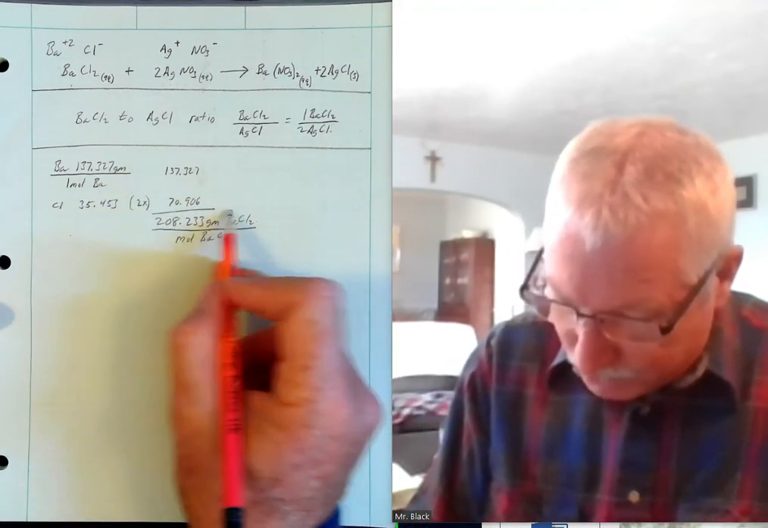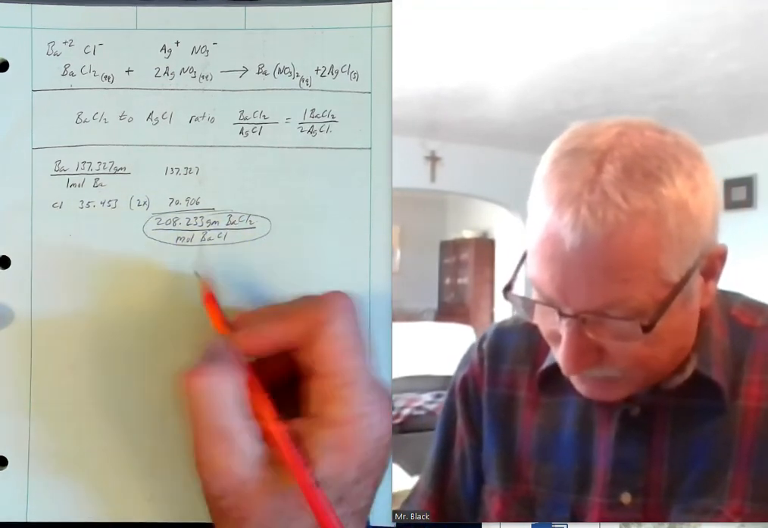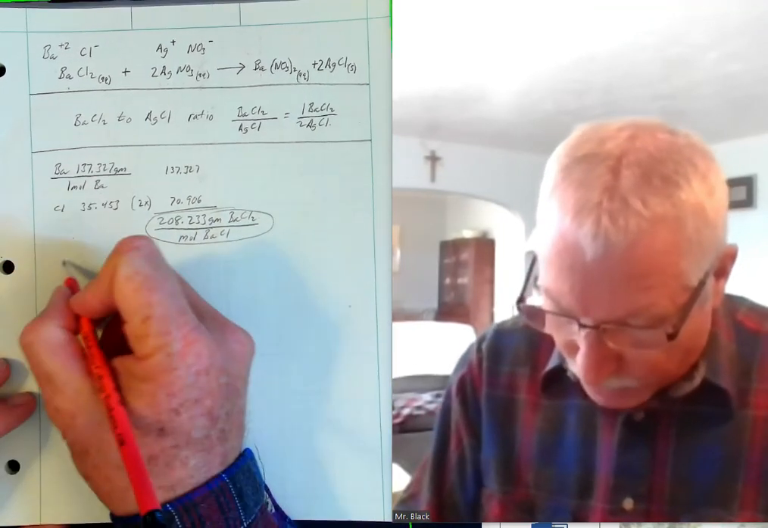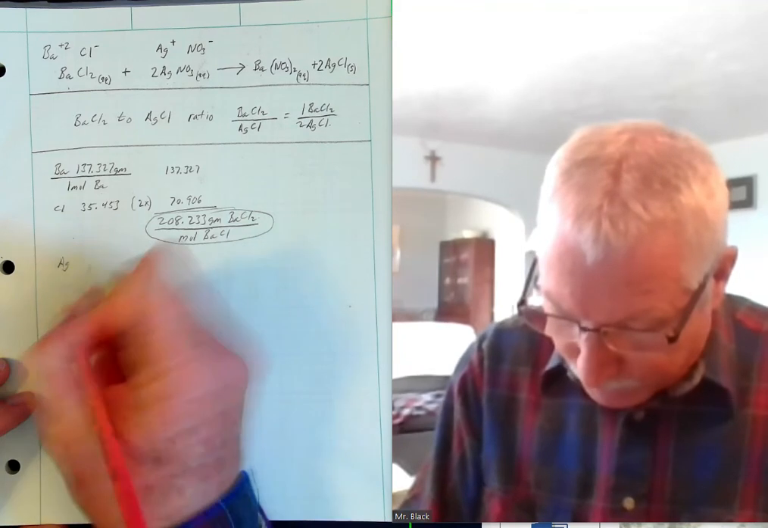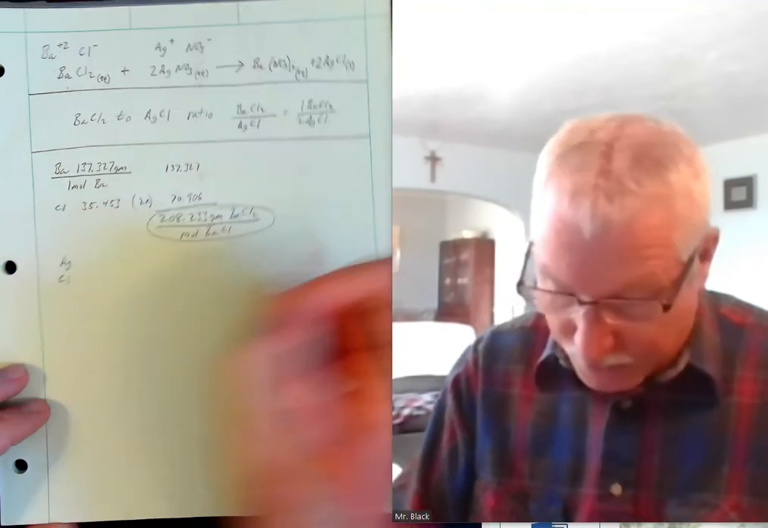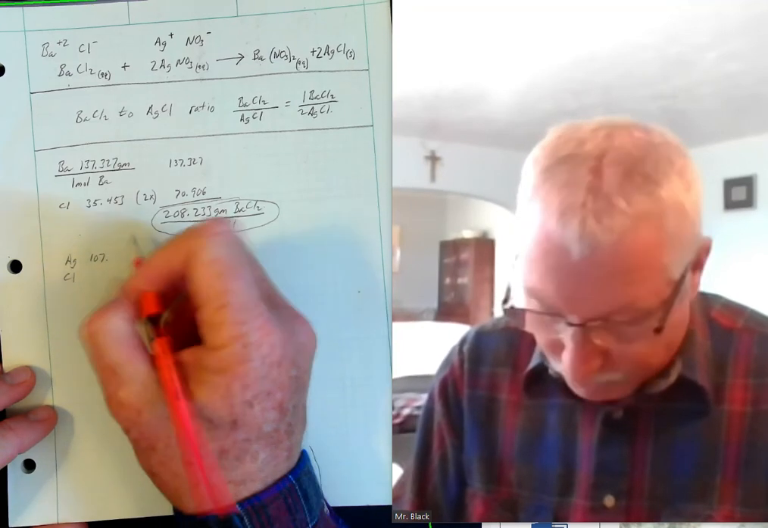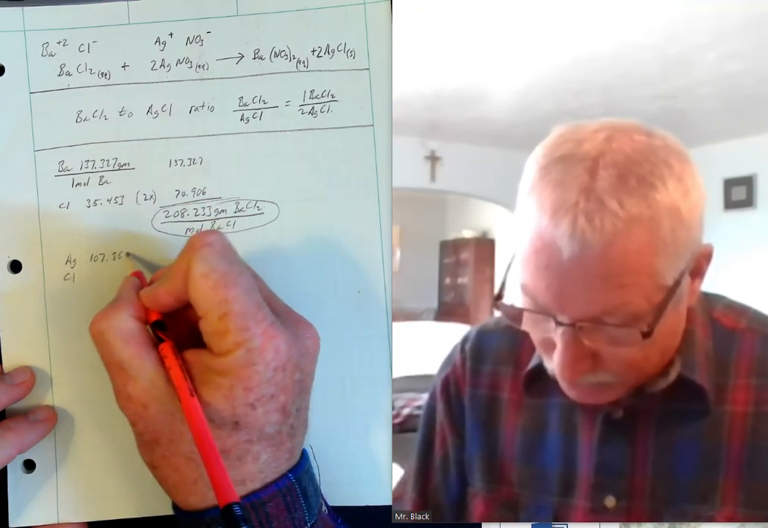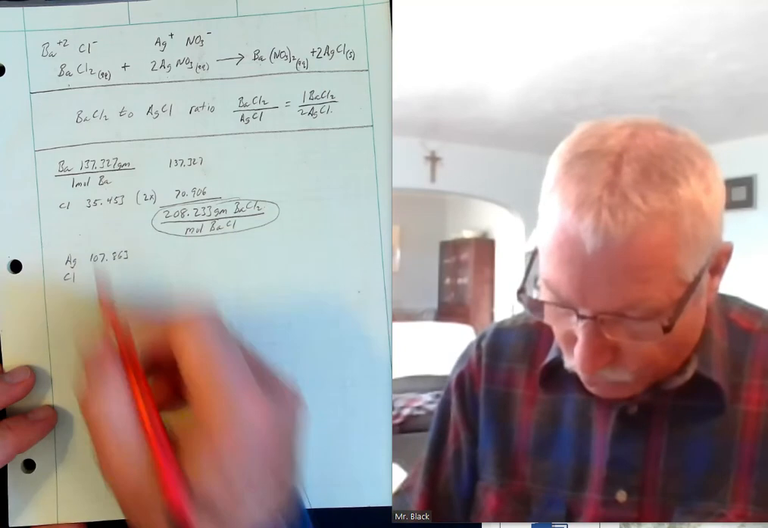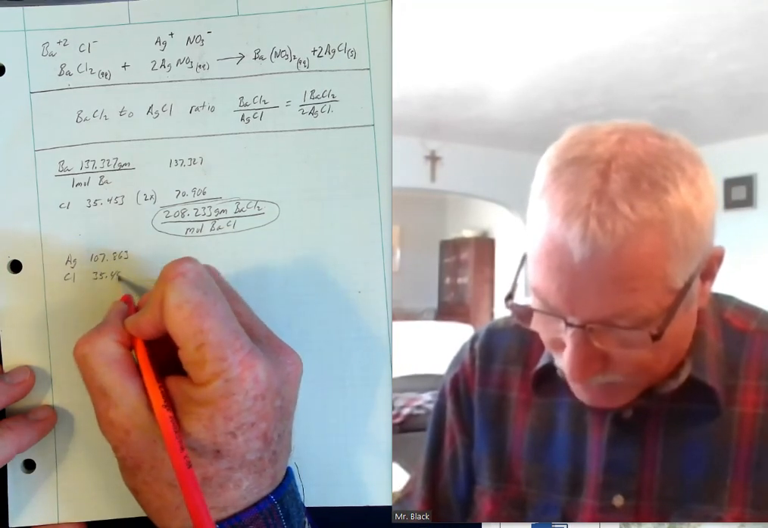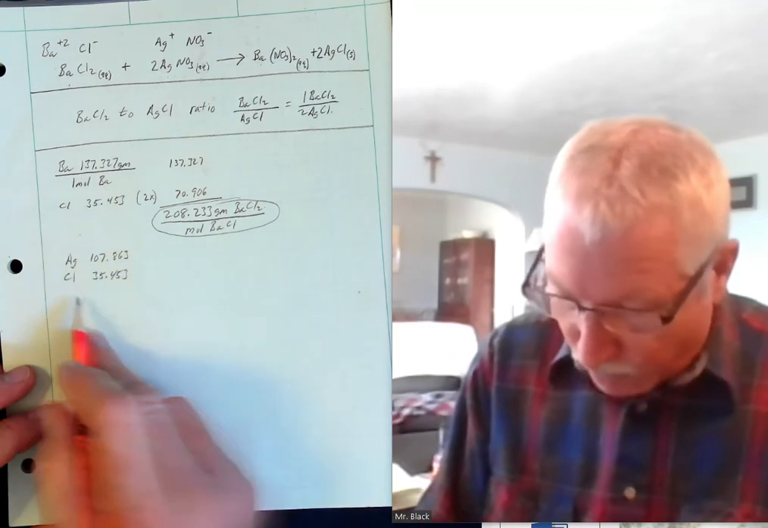Okay, I'm going to circle that because we're going to need that in just a minute. All right, I can do the same thing for my silver chloride. I have silver and I have chlorine. The elemental weight for silver is 107.863, and chlorine, of course, we just used at 35.453. I only need one of each of those.